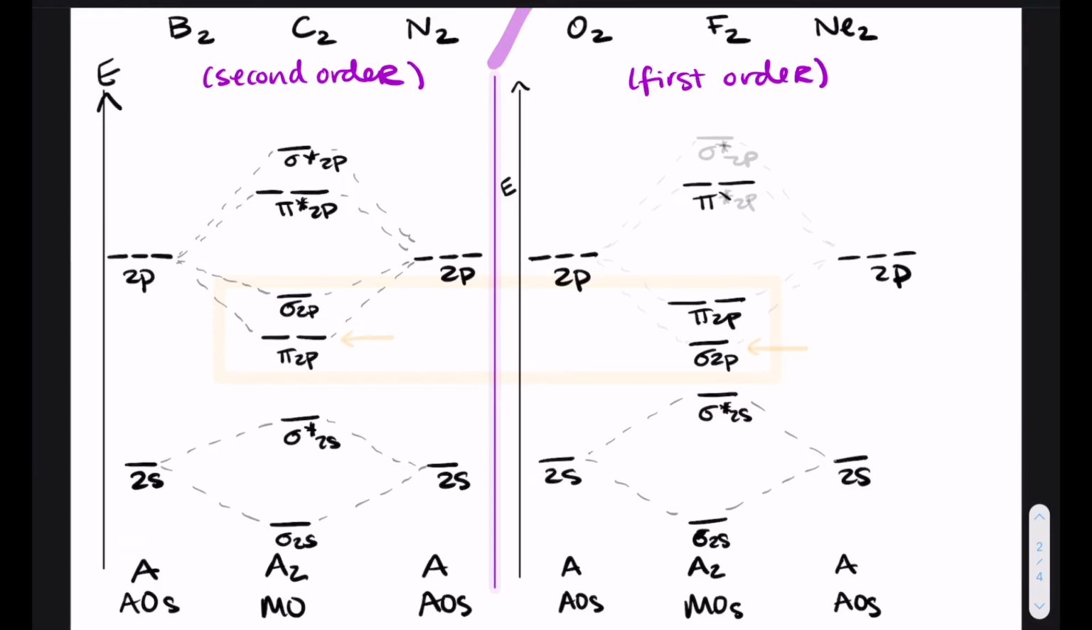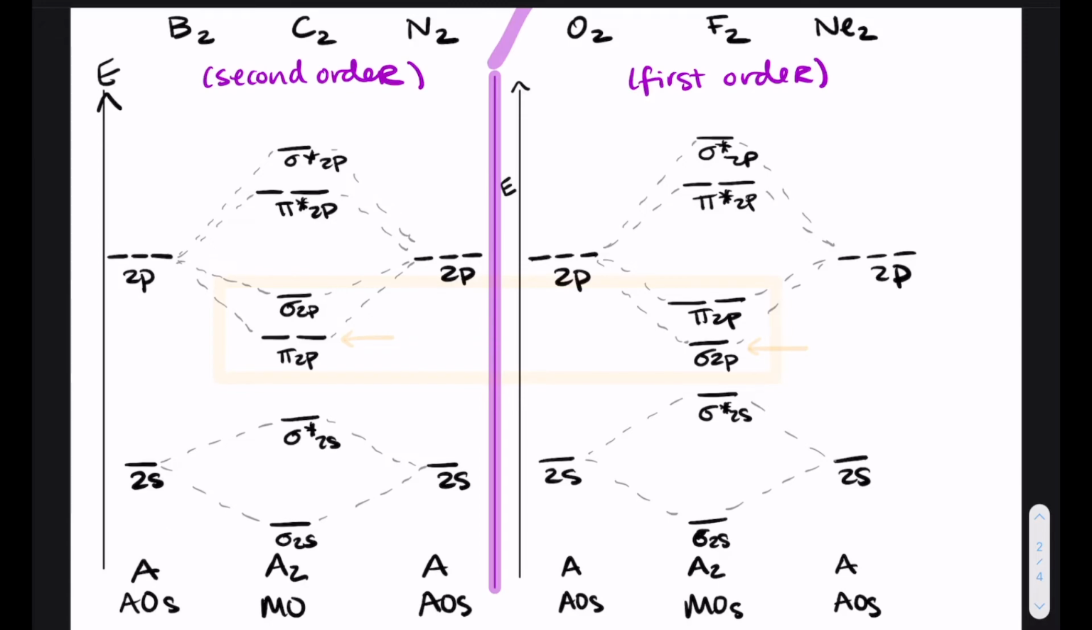The only thing that has changed, which I have highlighted with an orange box, is the ordering of the bonding orbitals made from p atomic orbitals. So in boron, carbon, nitrogen, the pi 2p is lower than sigma. In oxygen, fluorine, neon, the sigma 2p is lower than the pi 2p. Now, the one on the right is called first order.